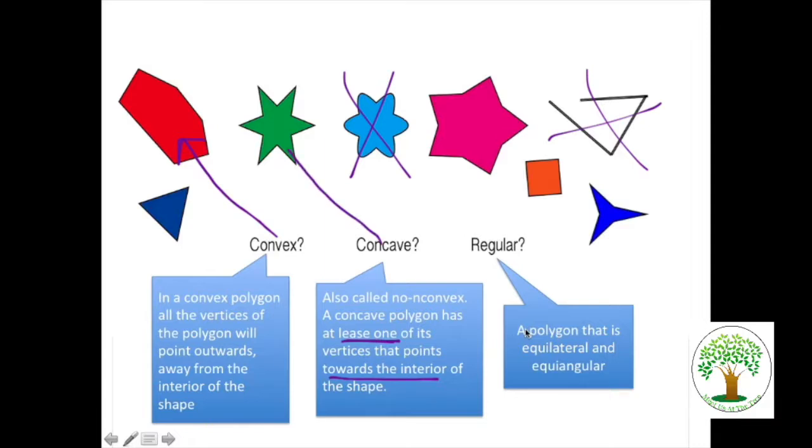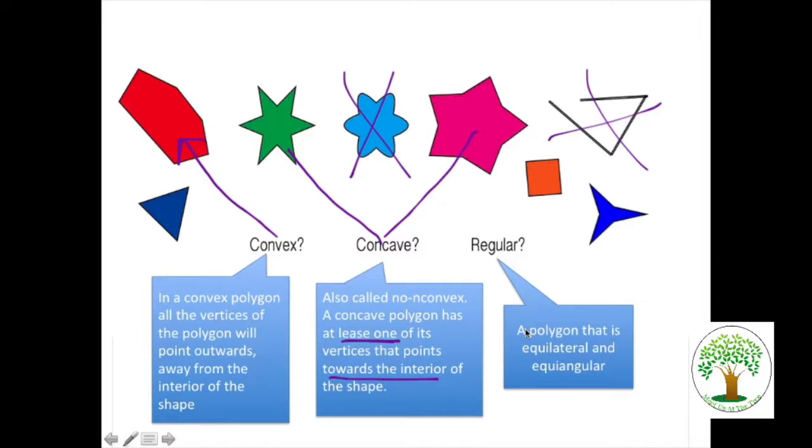And the green one? Concave. The star, the pink one, concave. The square. Oh, it's regular, isn't it? Regular. Oh, it is regular, but it could be convex or concave, and we'll get to regular in a minute. I said convex.